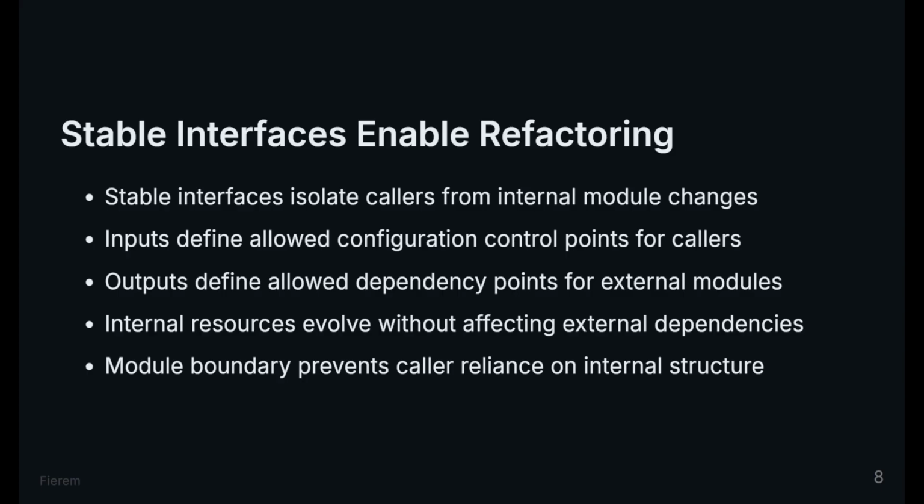A stable interface separates module users from module internals. Inputs describe allowed control points. Outputs describe allowed dependency points. Internal resources can evolve behind that boundary. The caller should not need to understand the child module graph.